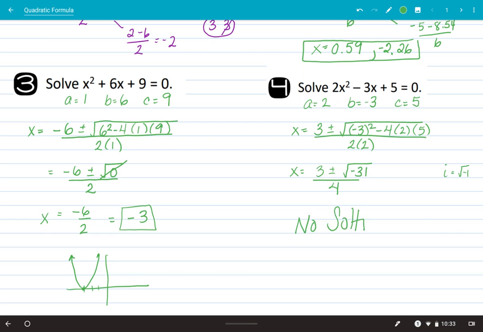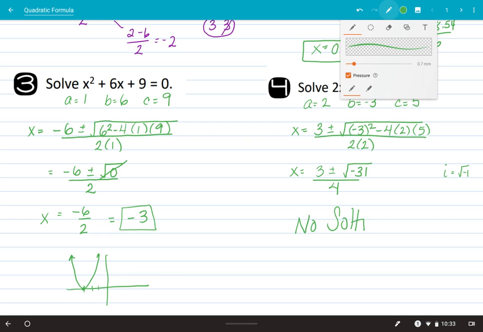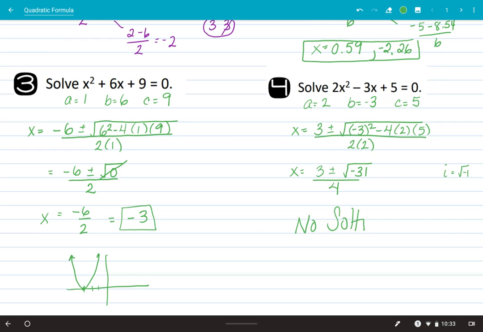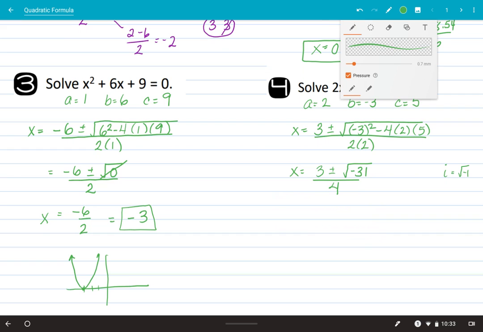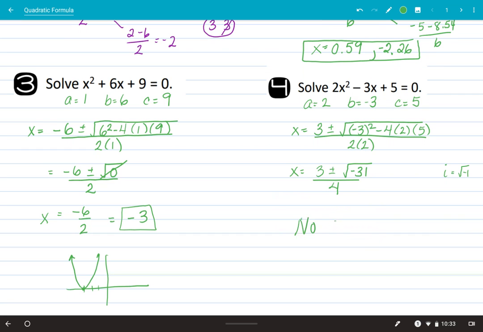No solution. And what it means is that if we graphed it, it would not be touching the x-axis at all. It doesn't touch it. That's all it means. All right.